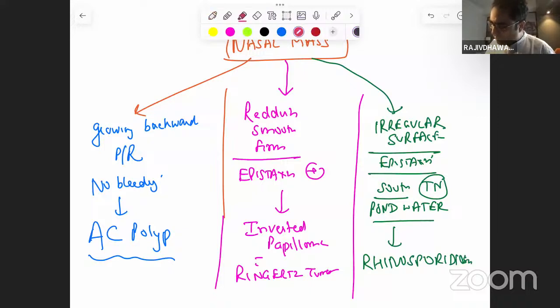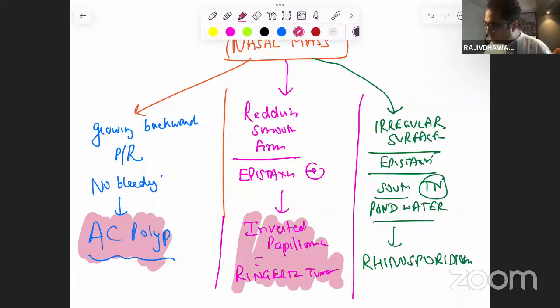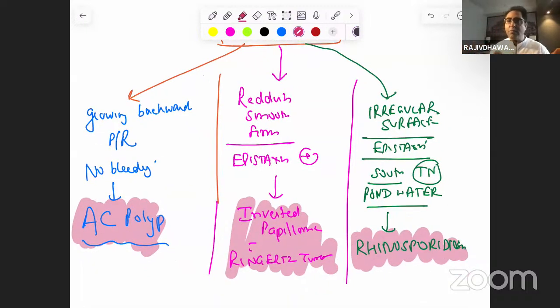Short question, beta. 1 is antrochoanal polyp. 2nd is inverted papilloma, Ringertz tumor. 3rd is rhinosporidiosis, beta. Does it make sense to you, bache? Is this session helping you to clarify which answer to tell confidently? A mass growing backward, better visible on posterior rhinoscopy, is antrochoanal polyp. And the most important thing is polyps never bleed, beta.